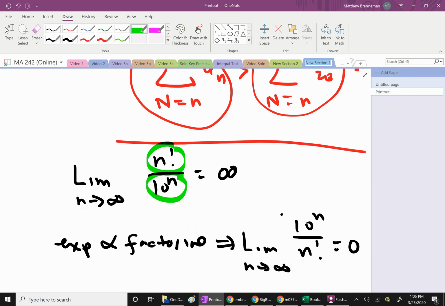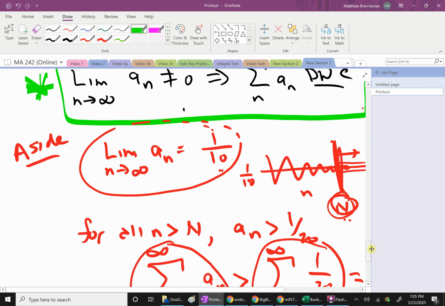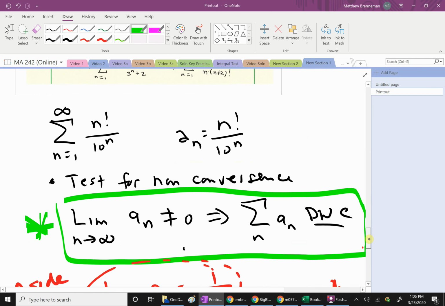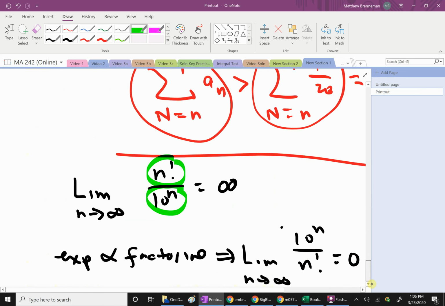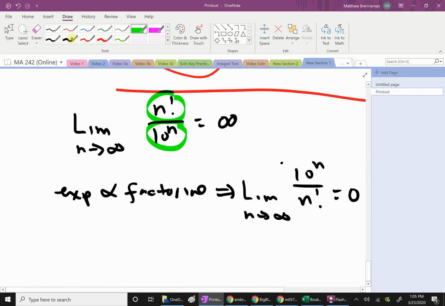All right, good. So notice that there's actually no work at all. You simply do the test for non-convergence. It fails the test for non-convergence, so therefore it does not converge.